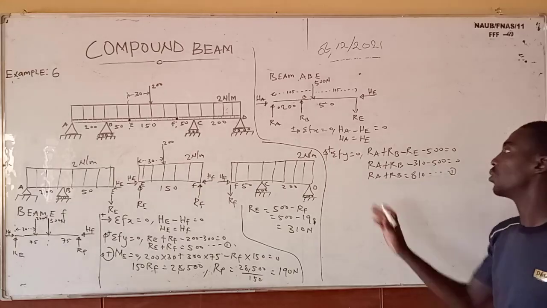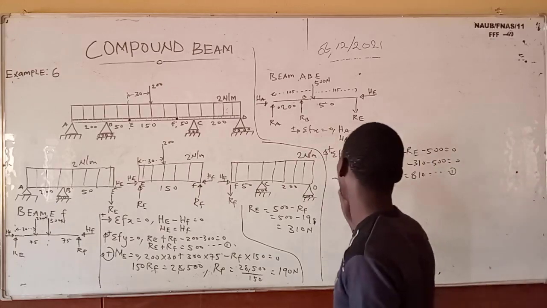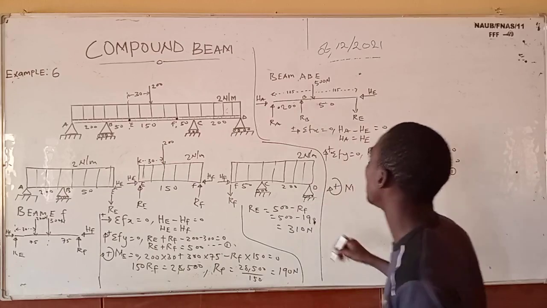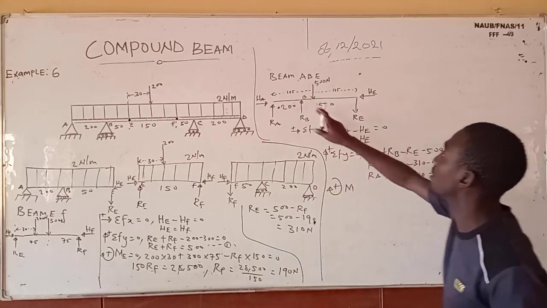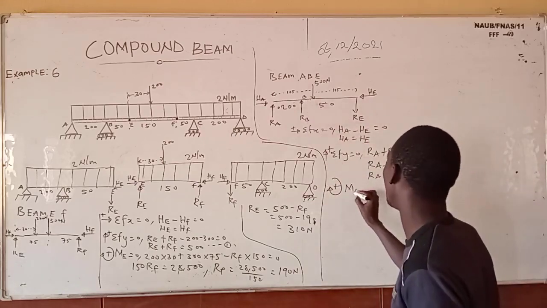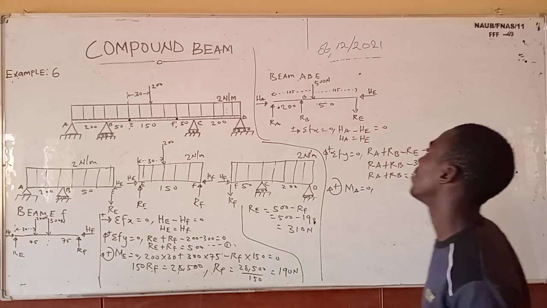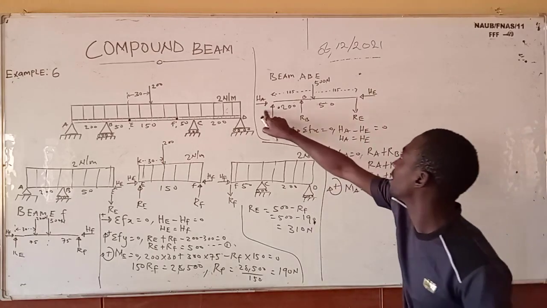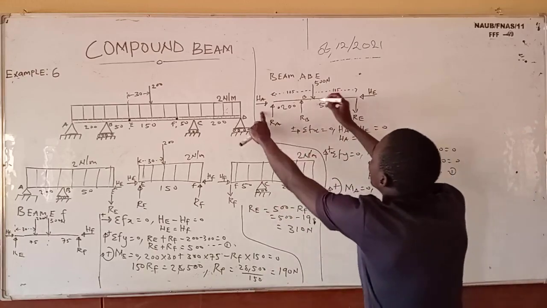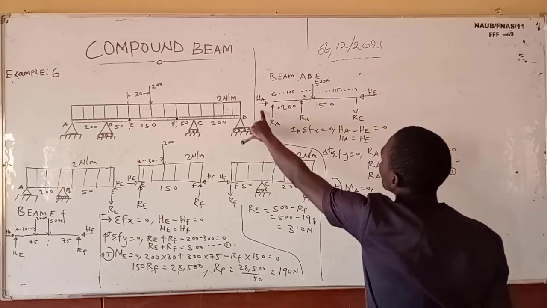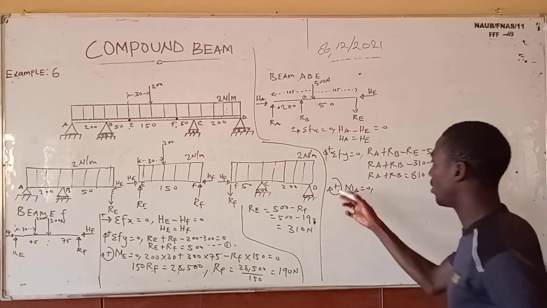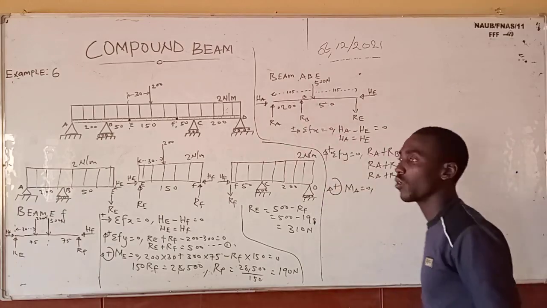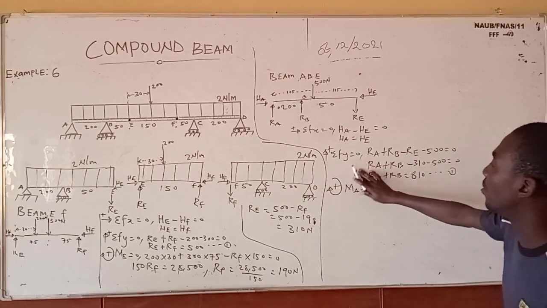Then the next thing is to take my moment. I'm going to take moment about point A. You can decide to take it about this point or this point; we still arrive at the same answer. So equals 0. Now when I take my moment here, don't forget that downward force will give me a clockwise moment, which will be in agreement with this. But upward force will be anti-clockwise, which is against it. That is negative. You get that?